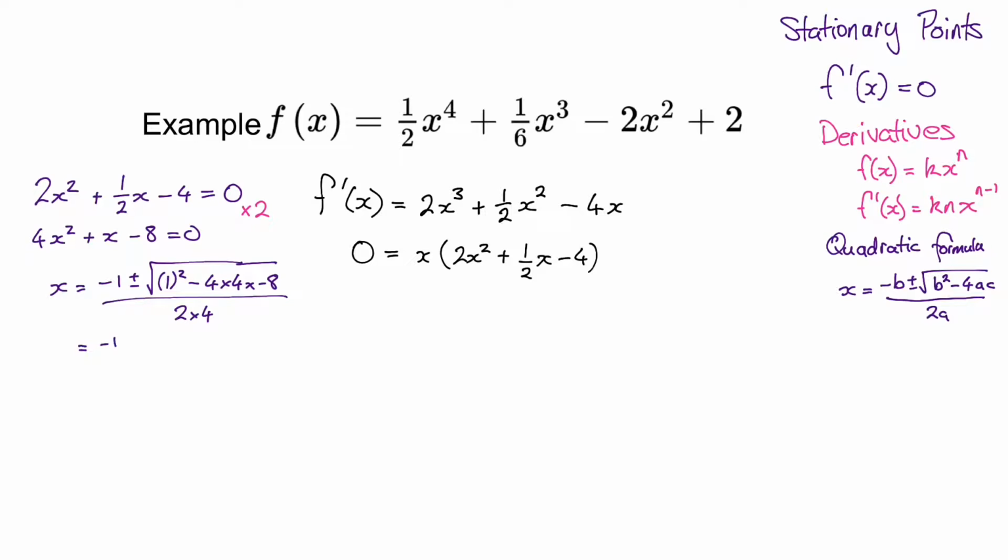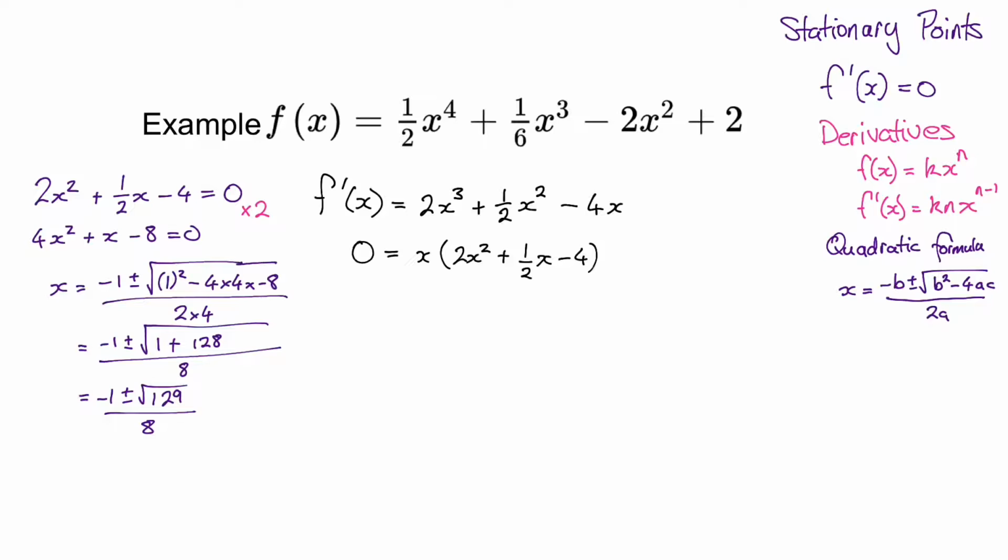So our minus 1 stays there, plus or minus. 2 times 4 is 8. Square root comes in. Our 1 squared is going to be 1 times 1, so it's just going to be 1 minus. But we've got another minus here, so two negatives make a positive. 4 fours are 16, is 128. So simplifying that, we get minus 1 plus or minus the square root of 129 over 8. Now we've got two values there because we've got a plus and a minus.